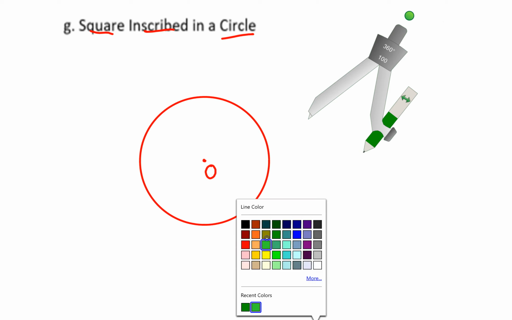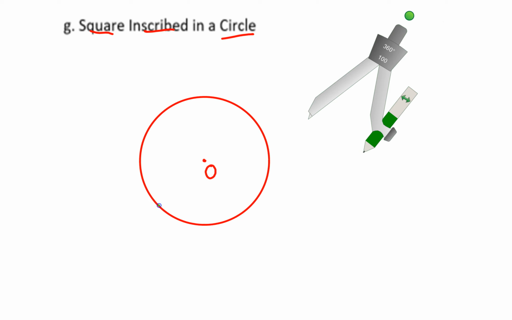Let's make it a green line. And you can draw this line wherever you want. I'm going to draw mine just like this. Now, remember, a diameter goes from a point on the circle directly through the center to a point on the other side of that circle. So that's the diameter I got there.